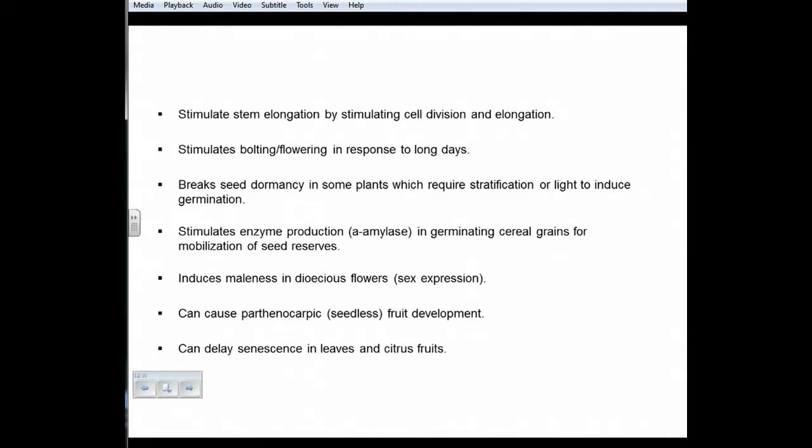GA does break dormancy, probably the same way it stimulates alpha amylase. In cucumbers, it can induce maleness, I think in general in cucurbits. Parthenocarpic fruiting, what's that? Anybody? You've probably seen that. You get fruit set without seed production. And you can spray gibberellic acid on certain things and cause it to set fruit.